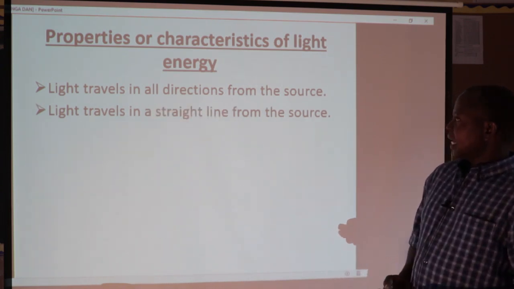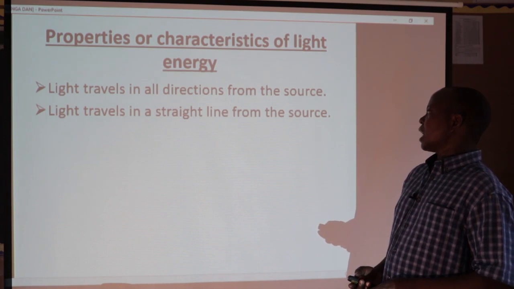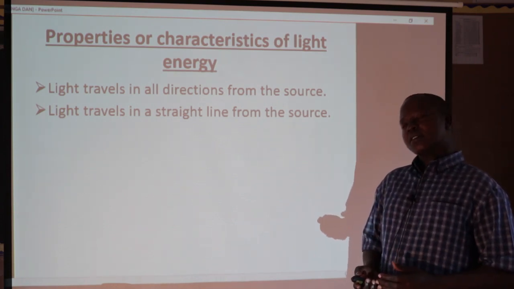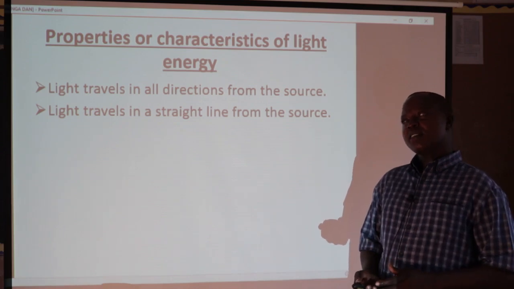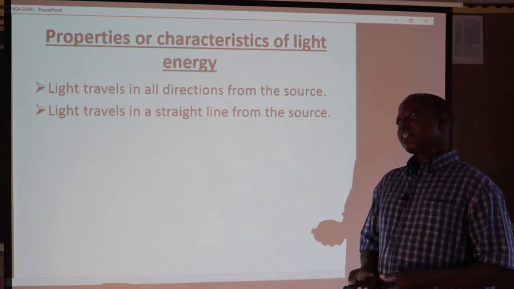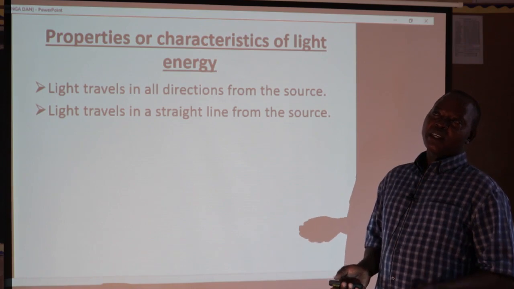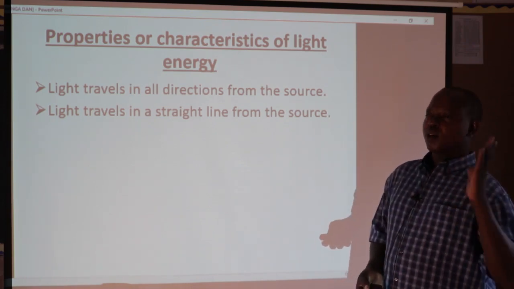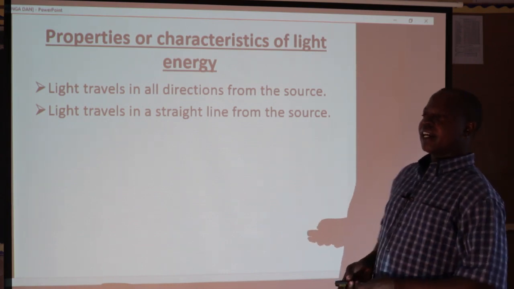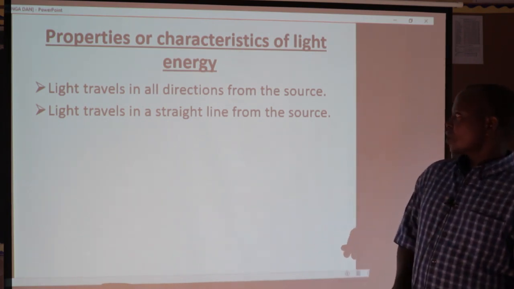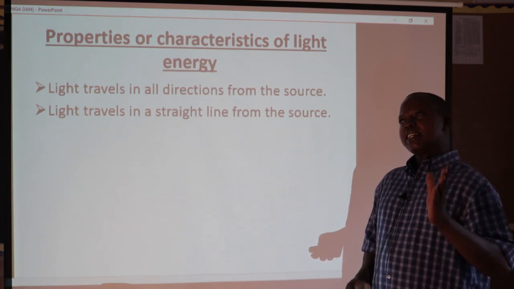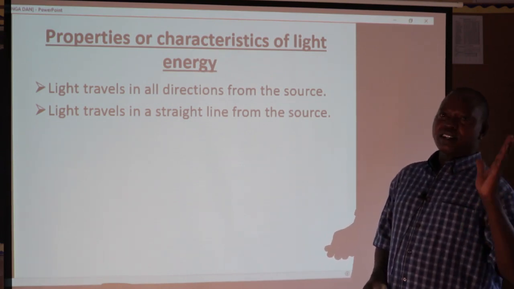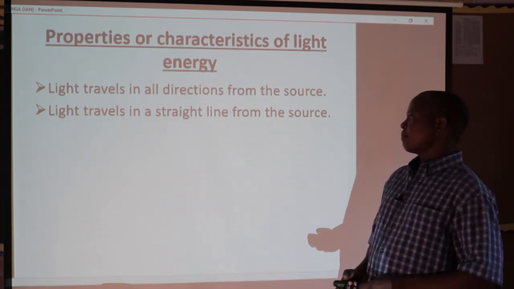The second one, light travels in a straight line from the source. That's why you find at times light can be existing, but at times you will not be able to see. If you happen not to see, that means you are next to an opaque object that has blocked light rays from moving. So light must move in a straight line, but we cannot see in corners. We can't see in corners because light travels in a straight line.